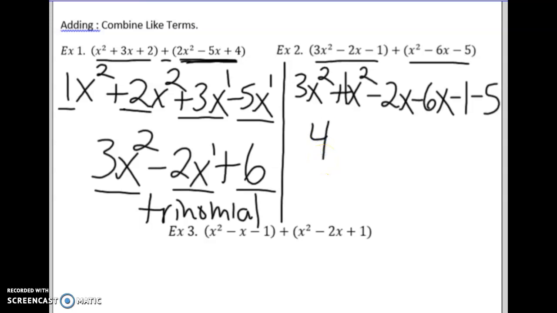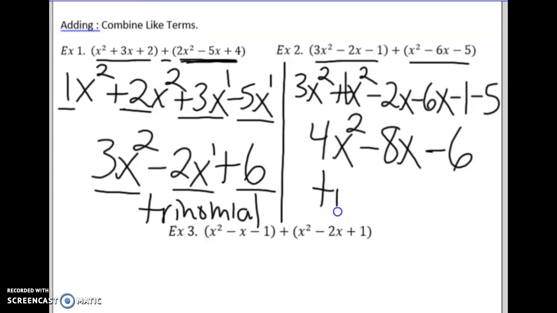So 1 plus 3 is 4 for 4x squared. Don't change that. A negative 2 and a negative 6 add up when the signs are the same, negative 8. And again, negative 1, negative 5 is negative 6. So nothing here canceled out. We still have 3 different terms, and therefore it is a trinomial.